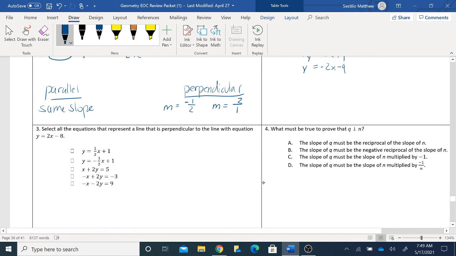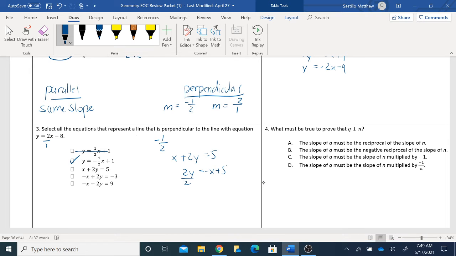Number 3, select all that are perpendicular. If I have a slope that's 2/1, we're looking for slopes that are -1/2. So not A, that's +1/2. Oop, B works. What about this one? X plus 2y equals 5. Subtract x. 2y equals -x plus 5. Now we got to divide every single term by 2. So this is y equals -1/2 x plus 5/2. That works. We need -1/2. Boom.